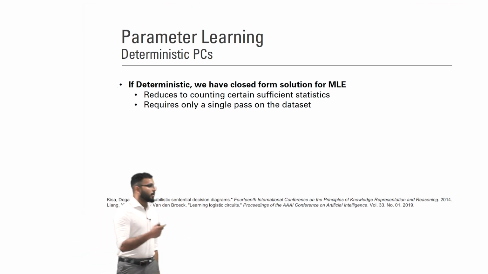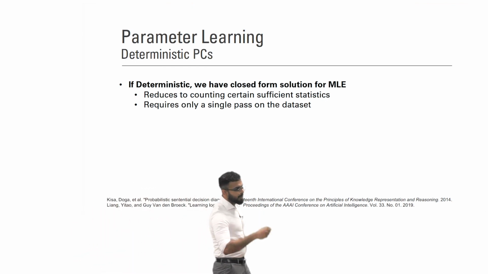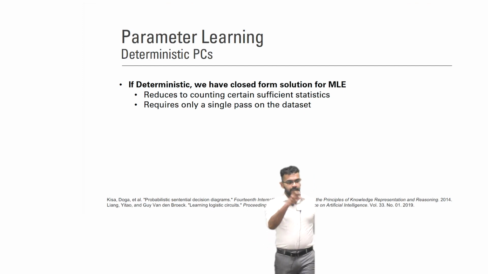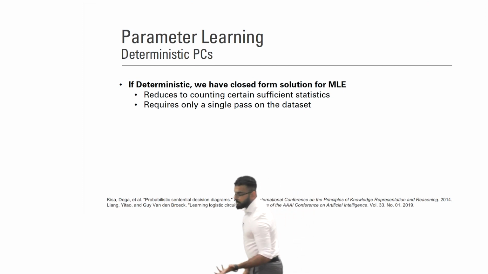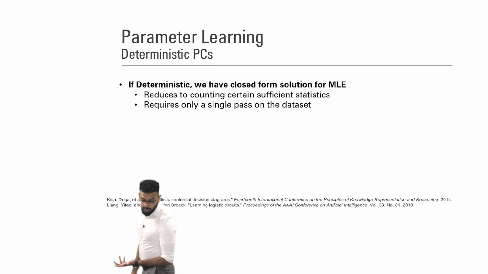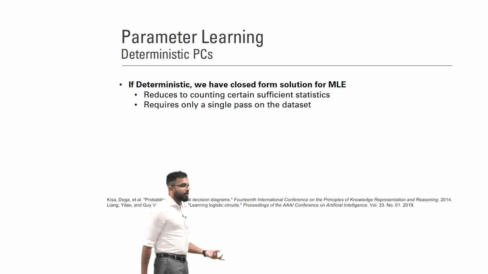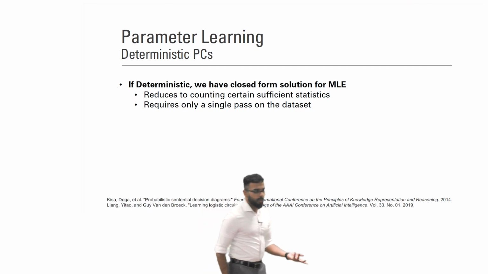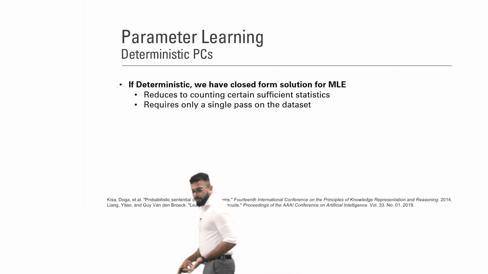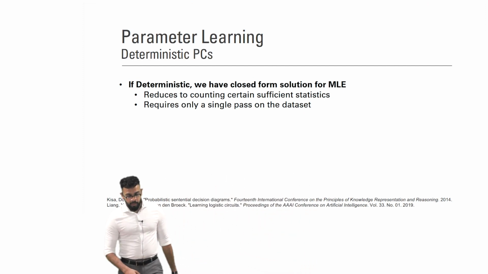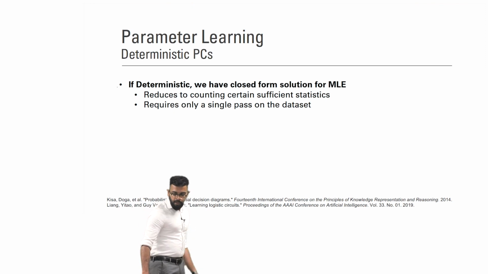For each data point, if you have determinism, you end up with a single path in your PC, and you know that when you take that single path, at the end you have a tractable model, something like, say, a tree Bayesian network or Gaussian models. And when you have such tractable models, we saw yesterday that doing MLE reduces to just doing counts. You have some sufficient statistics, and you compute them by counting from the data. So it requires only a single pass over your data set if you have determinism.